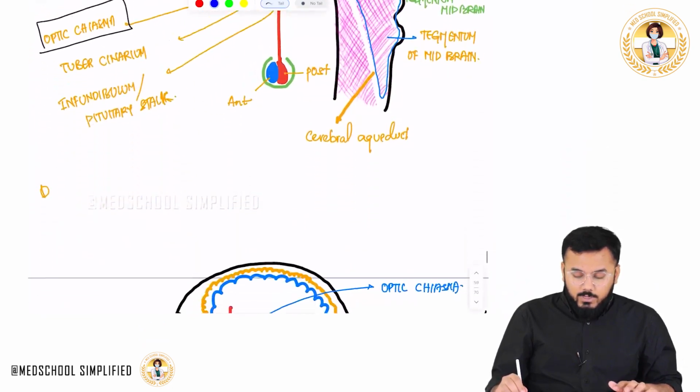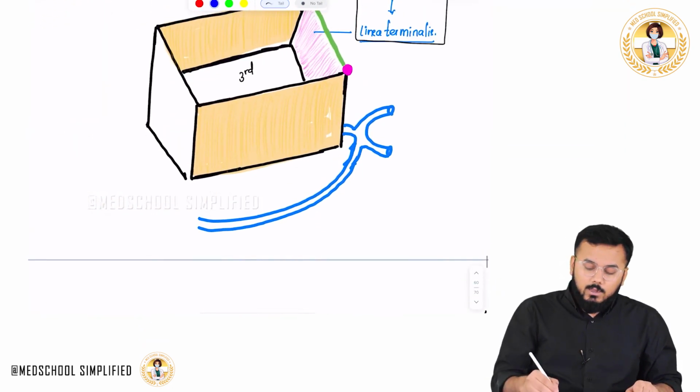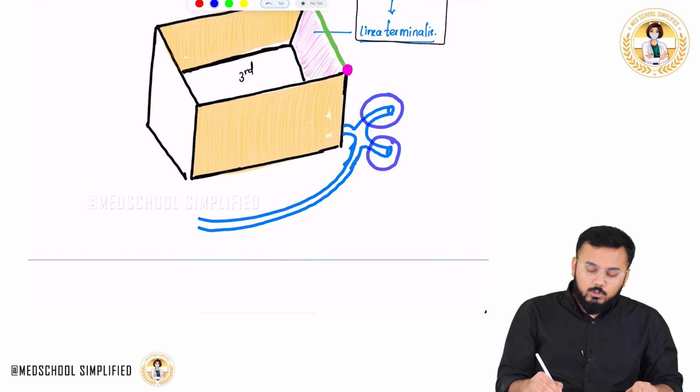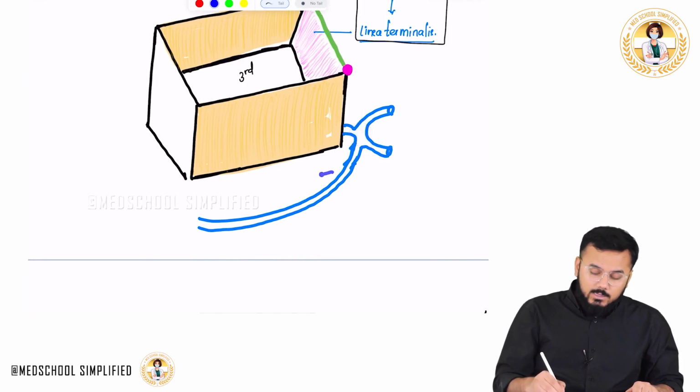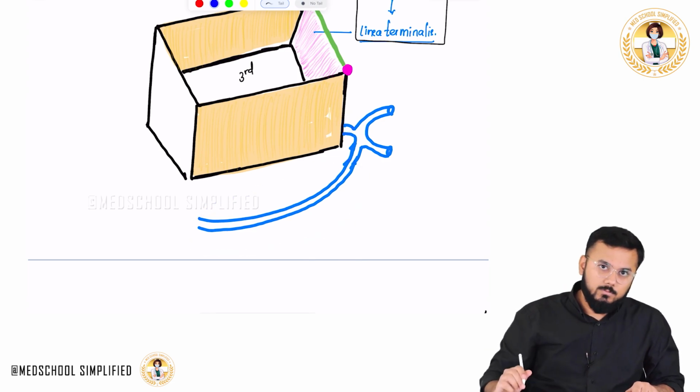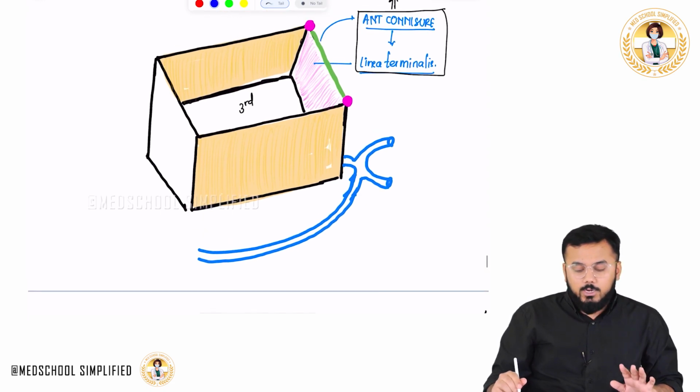Now the same thing over here. Optic nerve, both of them join in the center here. This is called optic chiasma. And this is called optic tract on one side, and another optic tract is behind this. Okay, so I hope you understood this.